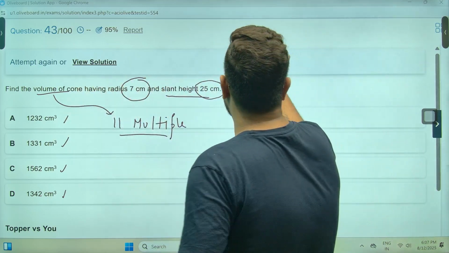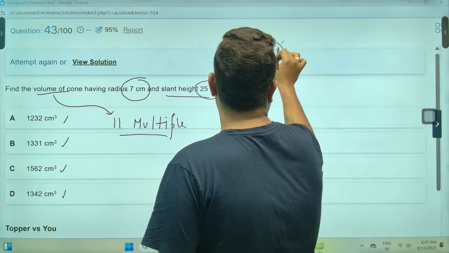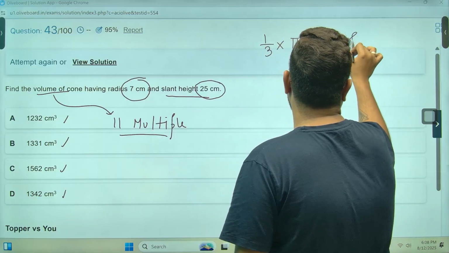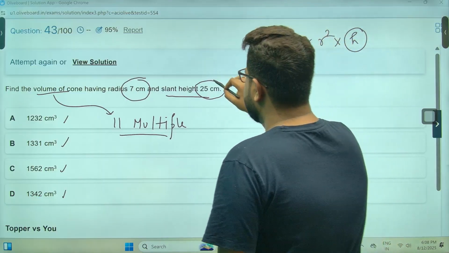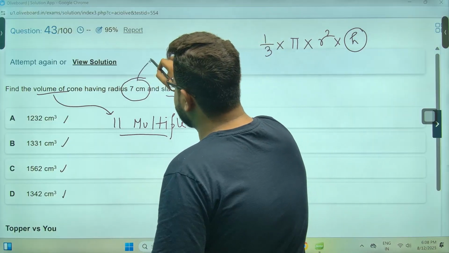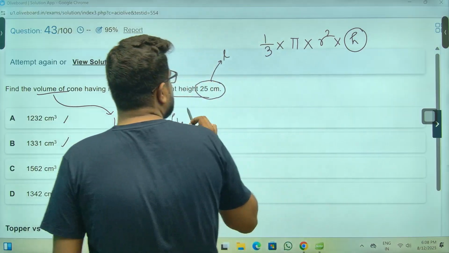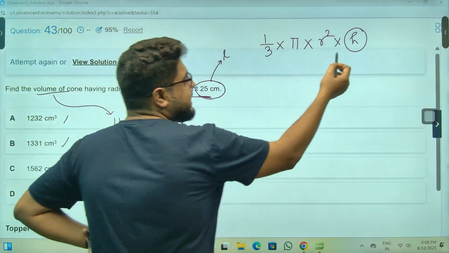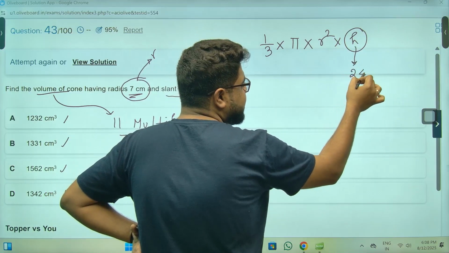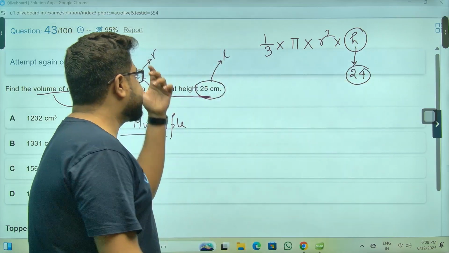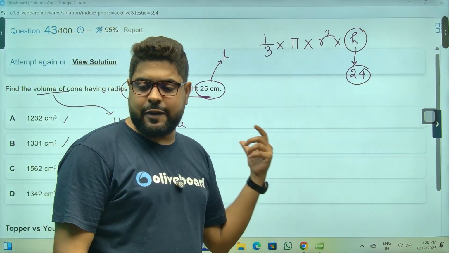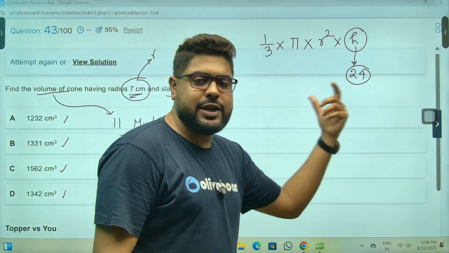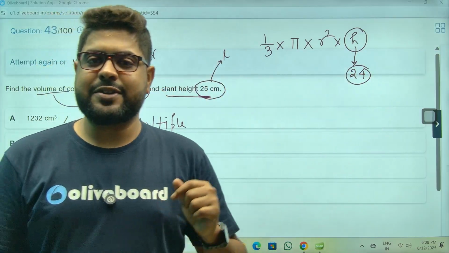Sir, volume is 1/3 into pi into r square into h. Sir, h I don't know. I know L, slant height is given, radius is given. So can I say, if this is 25 and this is 7, then h must be 24, sir. Because 7, 24 and 25 are Pythagorean triplets.